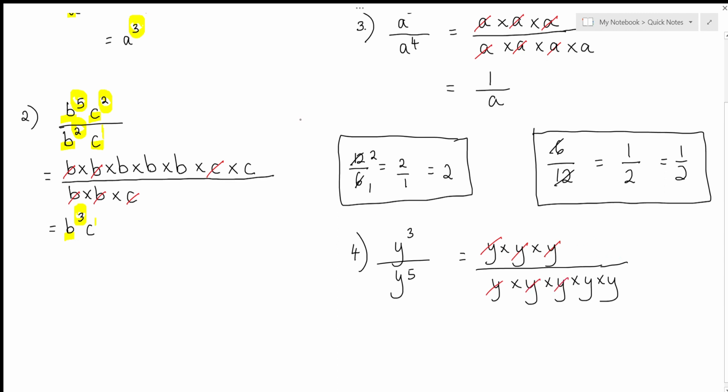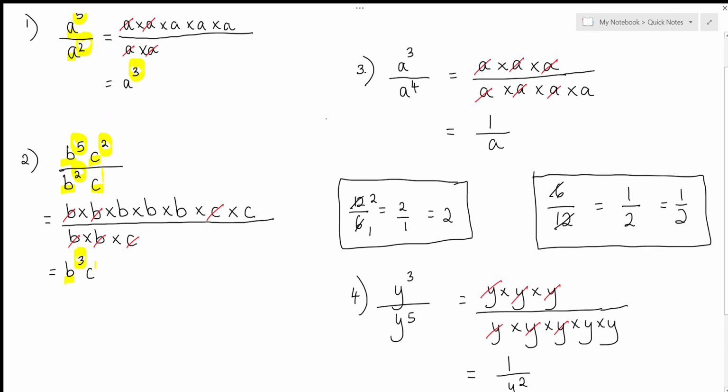Okay, so here we're going to get left with 1 over, and what am I left with in my denominator? I'm left with 2 y's, so it's 1 over y squared. Now remember the rule we spoke about, if our bases are the same, we are allowed to subtract. So if I go back to number 1, and I said 3 minus 5, I would get negative 2. Now, if you're in grade 8 or year 8, we don't really do negative exponents at that stage. So I will explain that in another video.